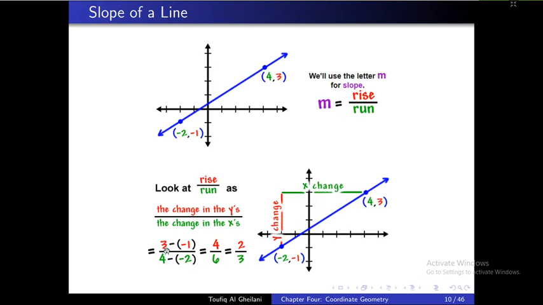So change in y, 3 minus 1... over x2, 4, minus x1, minus 2. So 3 plus 1 gives us 4, and 4 plus 2 gives us 6. And the slope is 4 over 6, and we simplify it to 2 over 3.